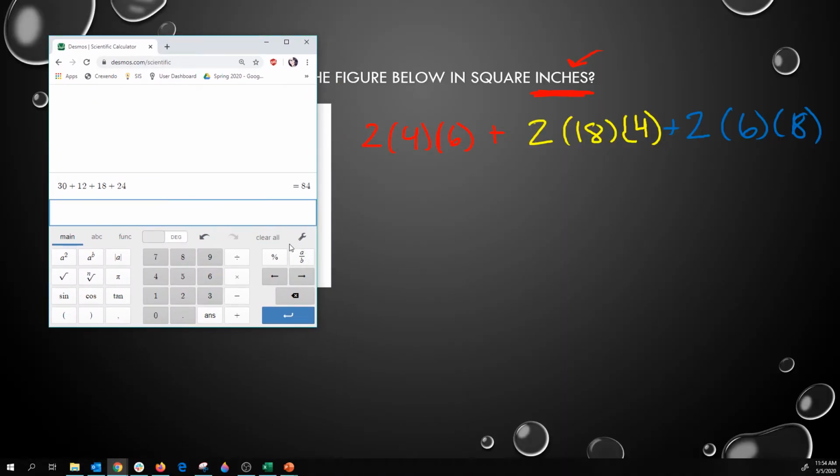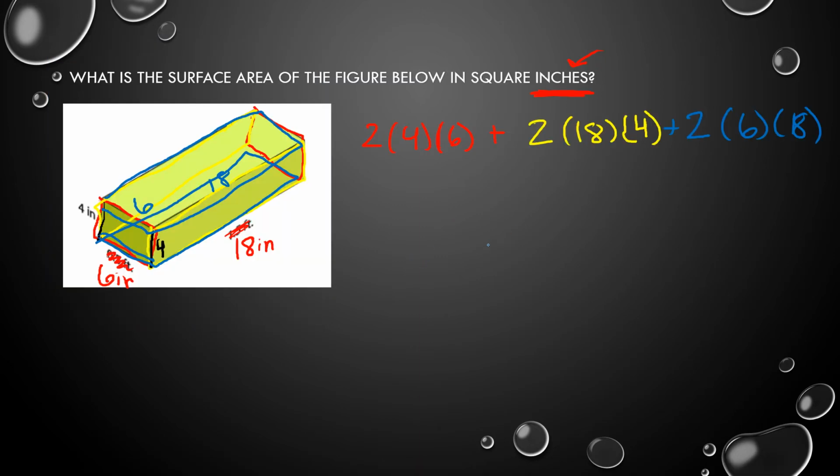Now I just need to pop this all into a calculator and see what I get. I don't know why I keep hitting the plus. And then I have 2 times 18 times 4, 2 times 6 times 18. Let's add this all together. So 48 plus 144 plus 216, which gives me 408. So the area of this figure would be 408 inches squared.